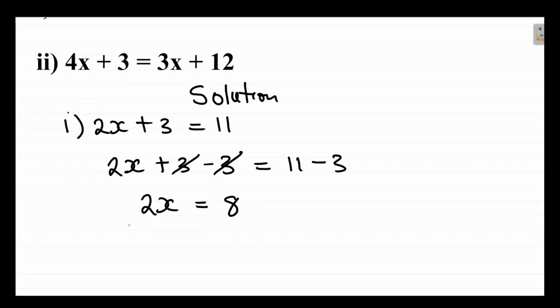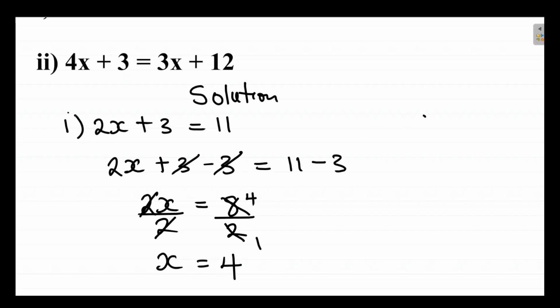Now we divide the equation by 2 to make x the subject of the formula. So 2 here can cancel out 2 here. So we obtain x equal to, since 2 cancels itself, we have 1. If 8 is divided by 2, we have 4. So therefore x is equal to 4.